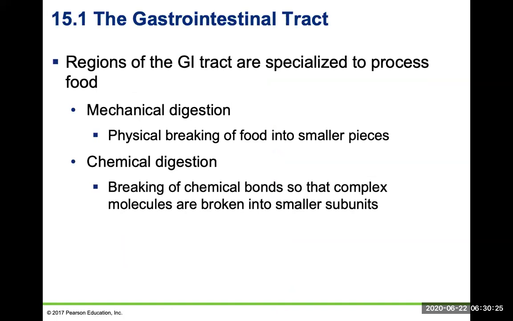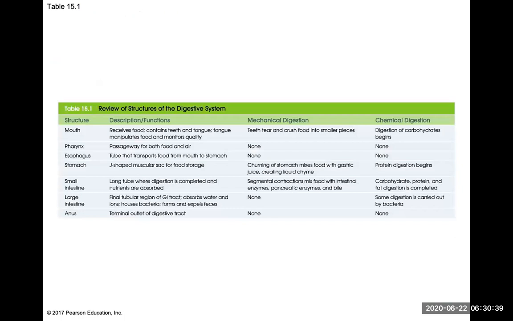The regions of the GI tract are specialized into mechanical digestion, which is physical breakdown of food, and chemical digestion, which is the breaking of chemical bonds so that complex molecules of food can be broken into smaller subunits. This is a review of structures, whether they're mechanical or chemical digestion. And you'll notice that mechanical and chemical digestion both begin in the mouth with saliva because your saliva has an enzyme in it. So not only do your teeth tear apart pieces of food, but the saliva enzyme actually begins digestion of carbohydrates into smaller molecules.